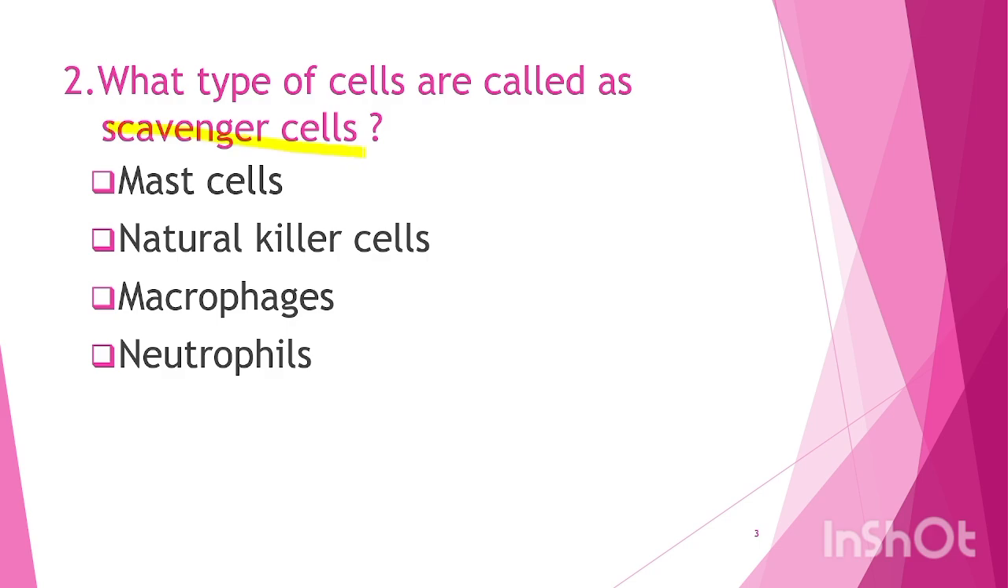Here scavenger cells mostly help to engulf and digest the debris along with the microorganisms which are present in the body. So the correct answer for this question is natural killer cells, whereas mast cells are mostly part of the immune system and protect the body. Natural killer cells are lymphocytes that protect the immune system. The macrophages are white blood cells that kill the microorganisms, whereas the neutrophils fight bacterial infections and heal injury. So the correct answer for this question is natural killer cells.